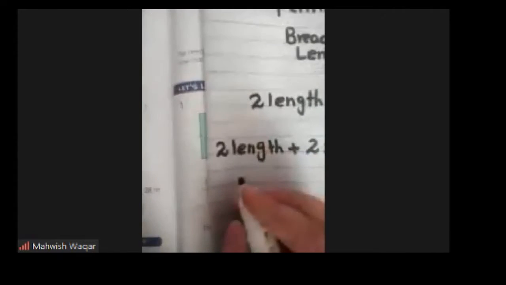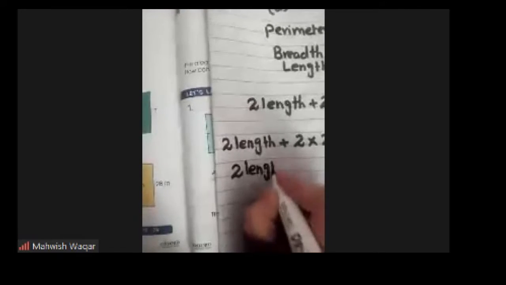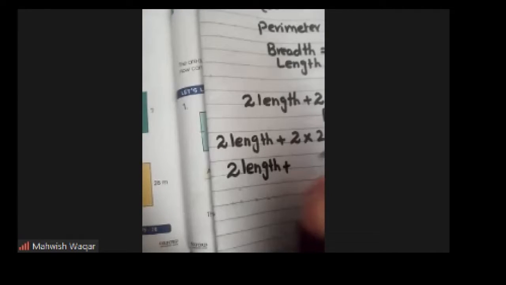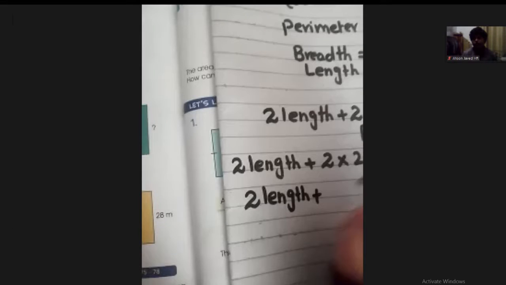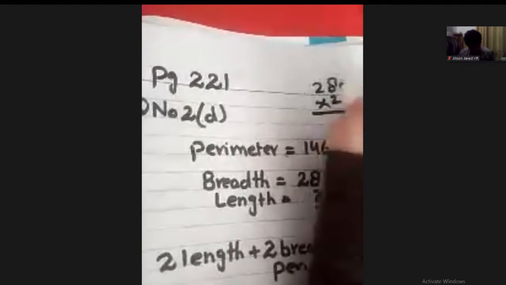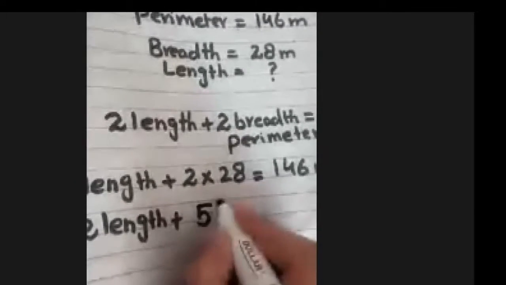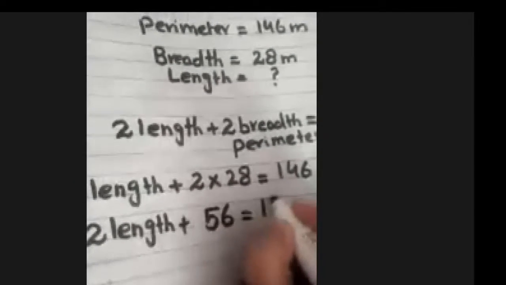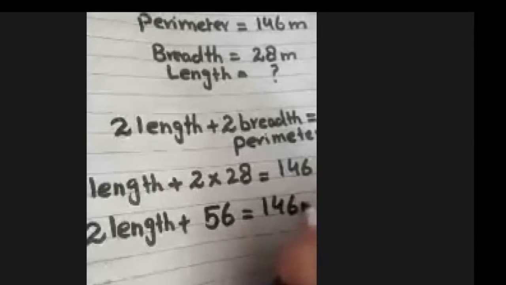Got it? Now 2 times length as it is, plus 28 multiplied by 2. We will multiply 28 with 2. 2 8s are 16, 1 will come here. 2 2s are 4 and 1, 56. We will write 56 is equals to 146 meter. Okay.